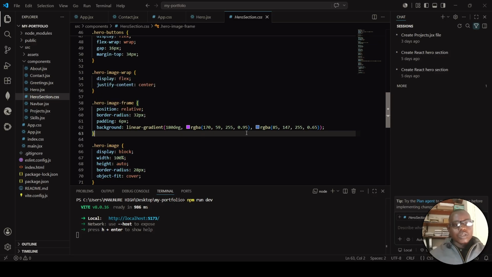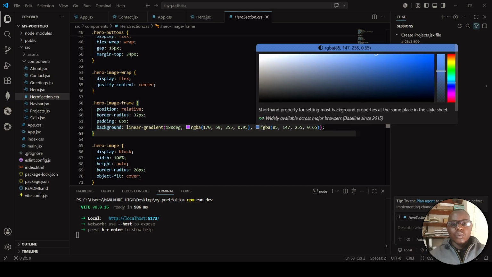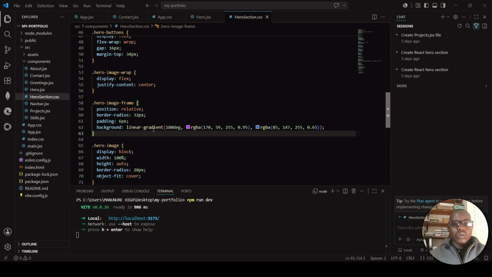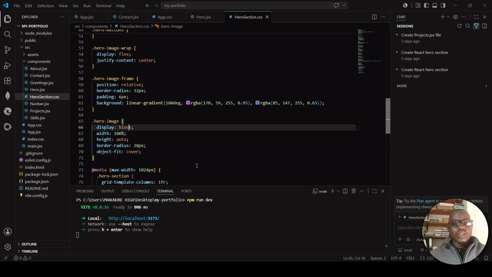So here are the colors. For example, on the hero image frame, we've got the RGBA purple. We've also got the RGBA blue. These are what we call color codes. These color codes are used so that you won't get confused. Instead of just saying blue, there are several blue colors: there is royal blue, navy blue, sky blue. So you make it specific, and that's when you use the color codes.